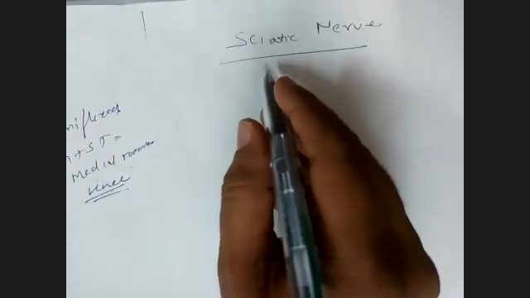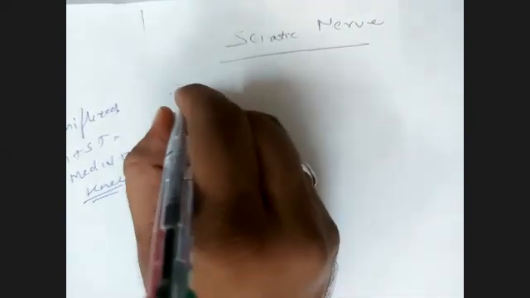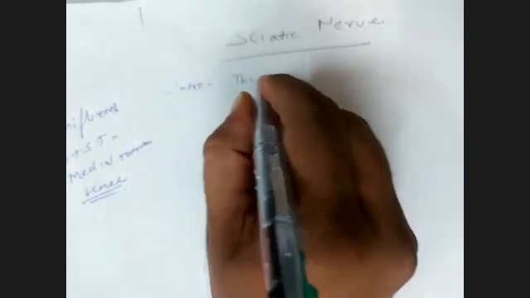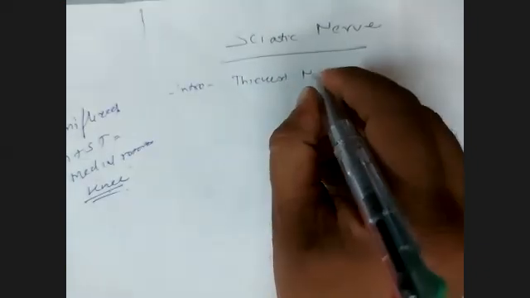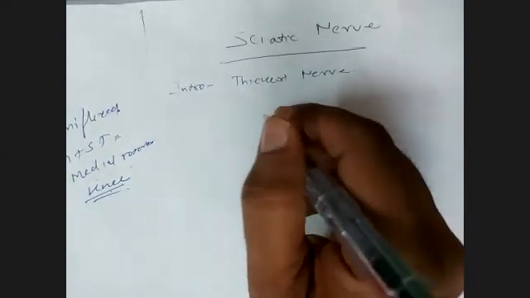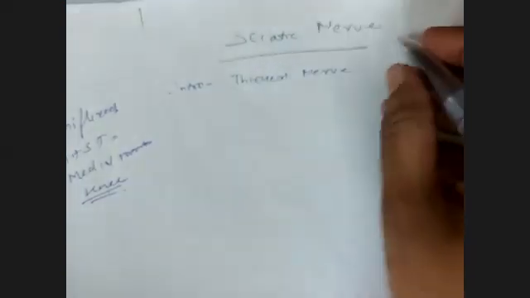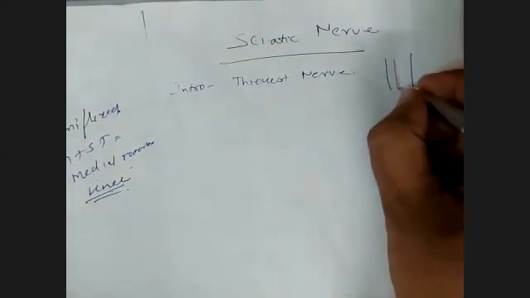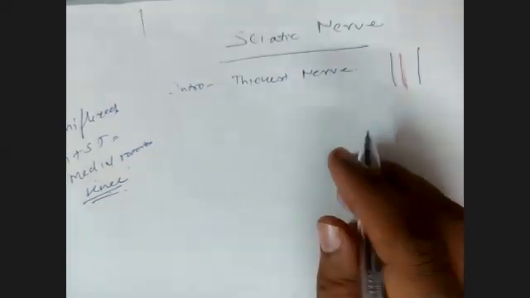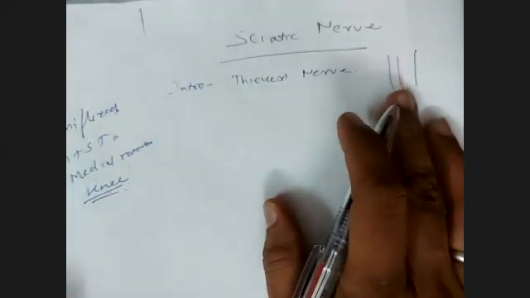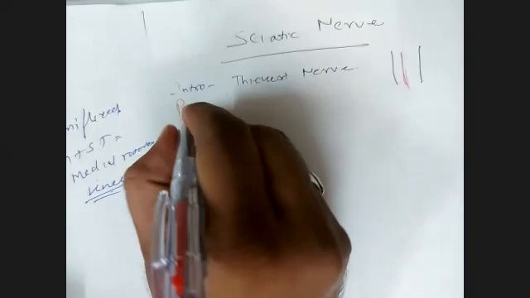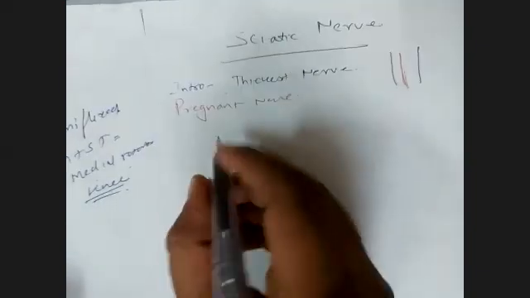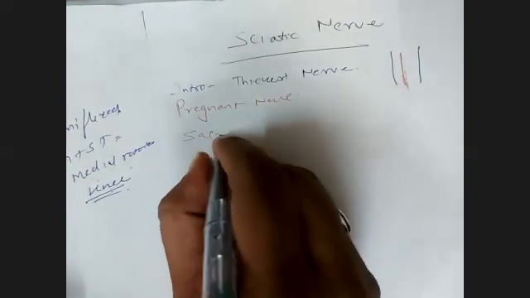So welcome to this session on sciatic nerve. In the introduction of the sciatic nerve, we say that it is the thickest nerve in the body. Also, it is because it is so thick that inside this nerve there is a separate blood vessel coming from the inferior gluteal artery. So the blood vessel is there inside the nerve, and therefore this nerve is also called as pregnant nerve. It's a branch of the sacral plexus.